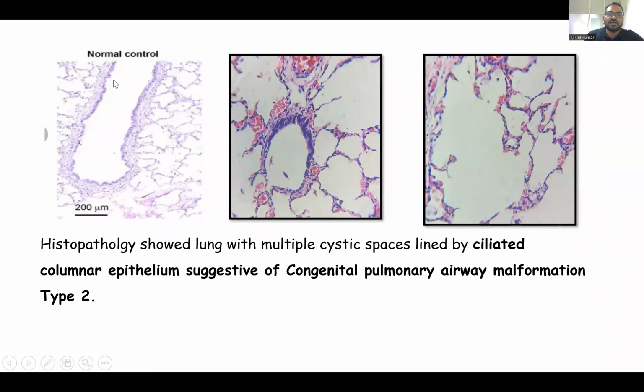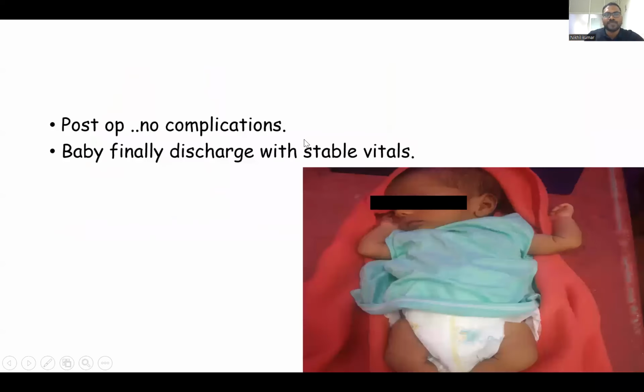This is the normal histopath structure of the lung. Here we can see the contour is maintained. This is the normal contour. But here, due to the multiple cystic lesions, the contour of the normal lung has been distorted, and here we can see multiple cysts present in this histopath, and this cyst is lined by columnar epithelial cells. So post-op there were no complications, and the baby was finally discharged with stable vitals.